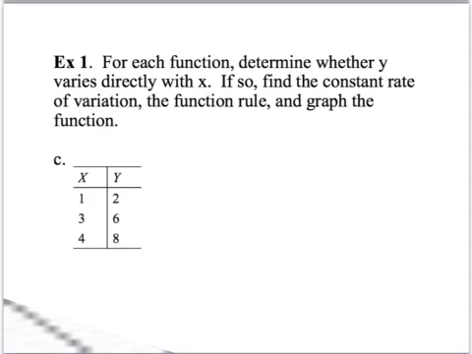Okay, for problem C, I want you to ignore that one. And then I want you to go ahead and do D on your own.